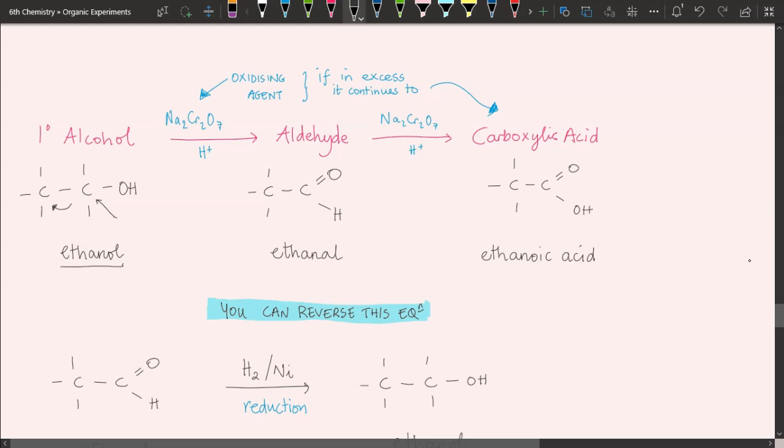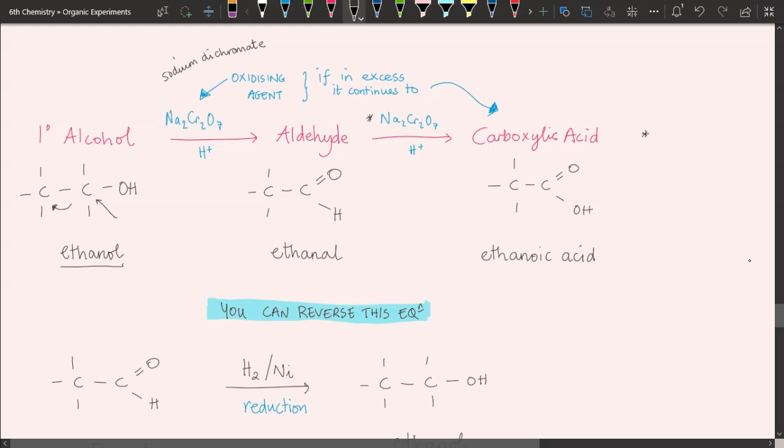When you react this with an oxidizing agent, in this particular example sodium dichromate, you will end up producing the equivalent aldehyde. So if you have ethanol, you're going to produce ethanal. You can see a double bond to O has been introduced here. If your oxidizing agent is in excess, it will keep pushing past the aldehyde and you will end up with a carboxylic acid formed.